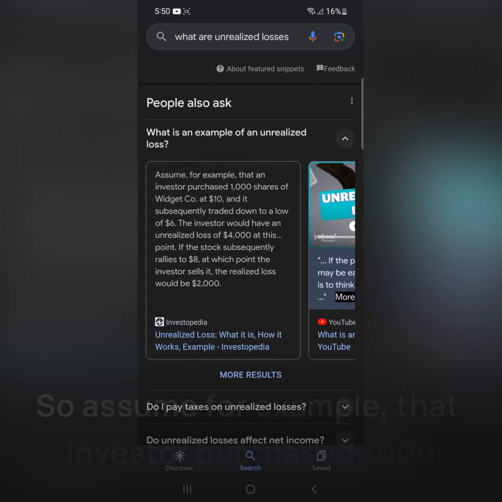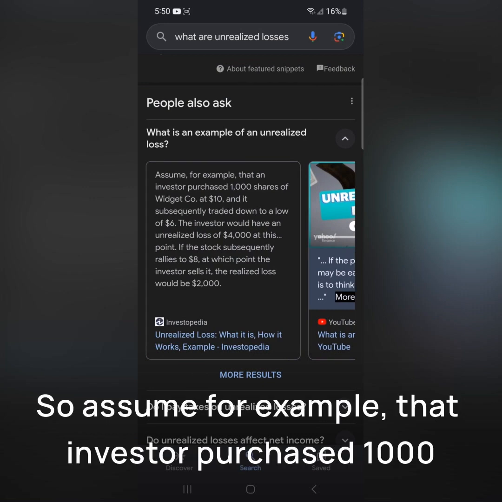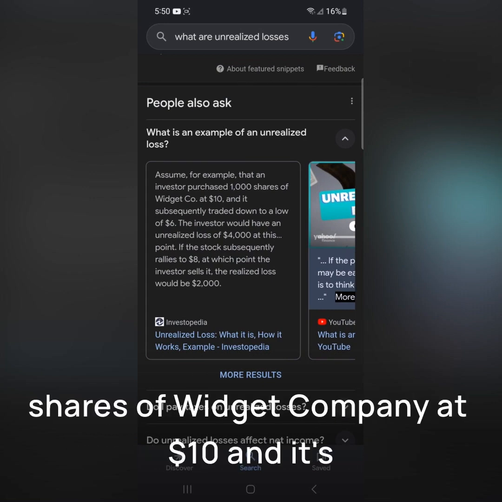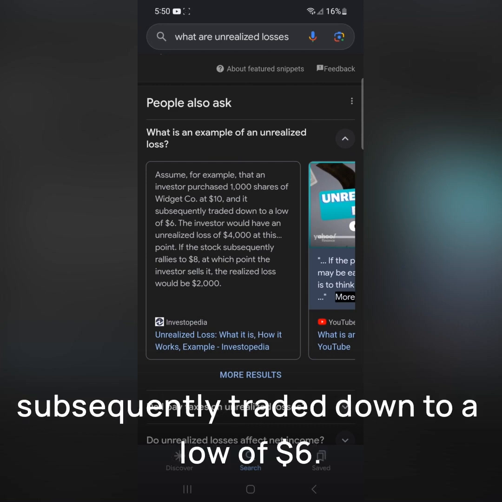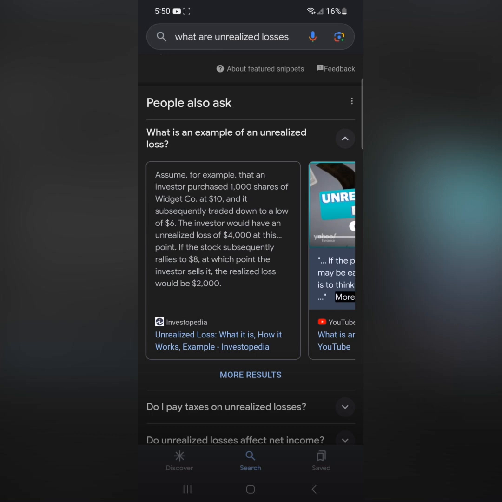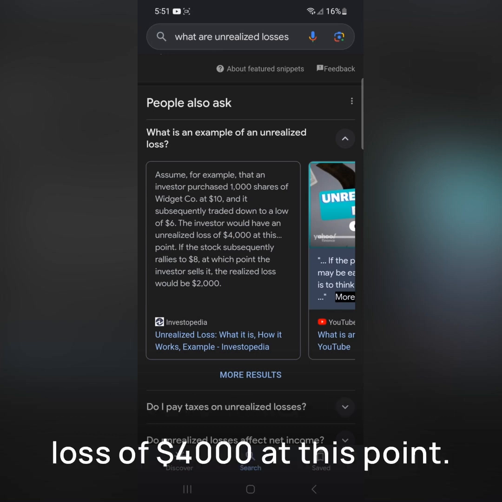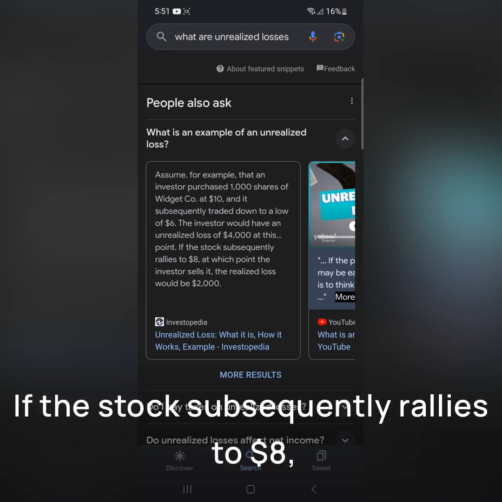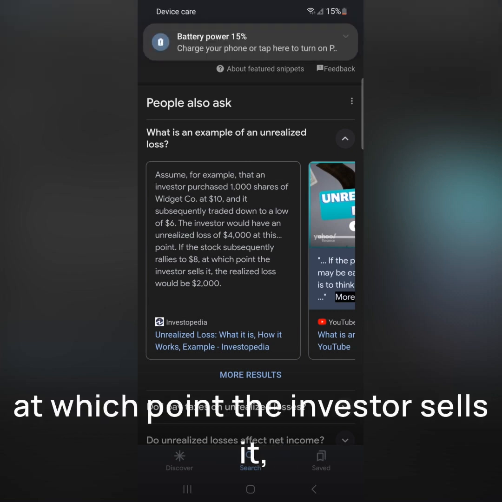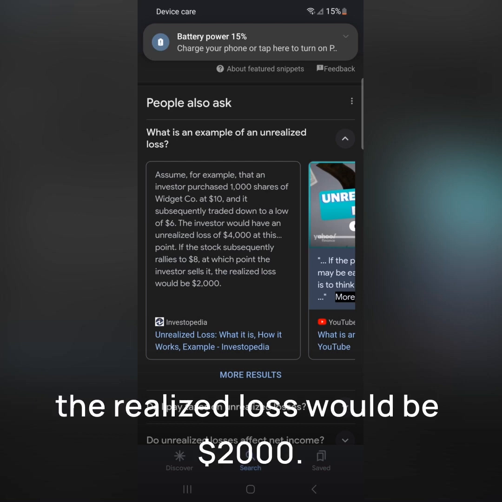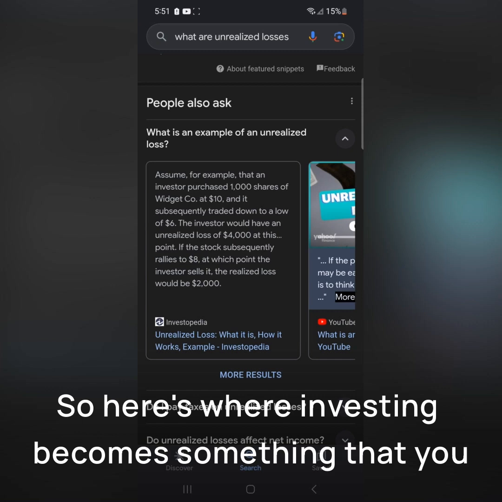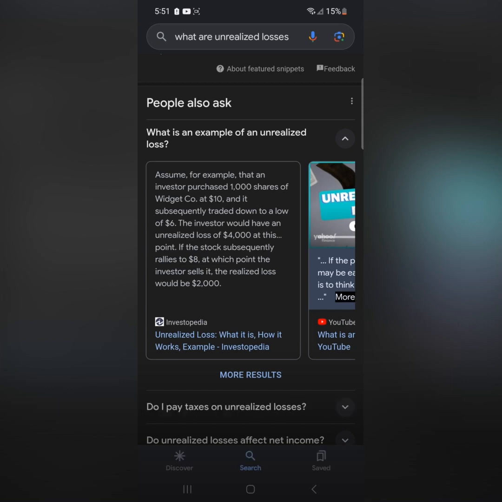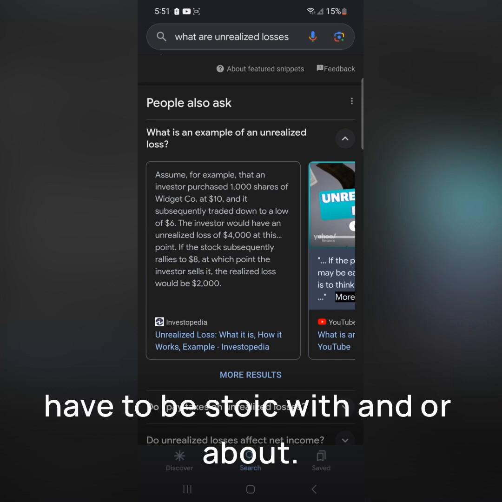All right, yeah. So assume, for example, that an investor purchased 1,000 shares of widget company at $10, and it subsequently traded down to a low of $6. The investor would have an unrealized loss of $4,000 at this point. If the stock subsequently rallies to $8, at which point the investor sells it, the realized loss would be $2,000. So here's where investing becomes something that you have to be stoic with and or about.